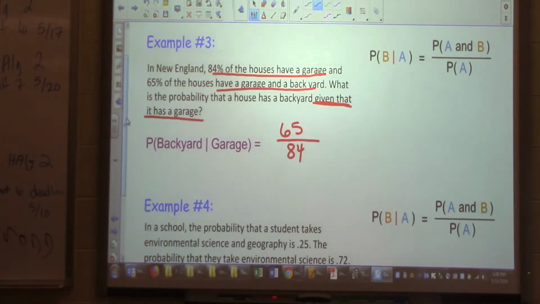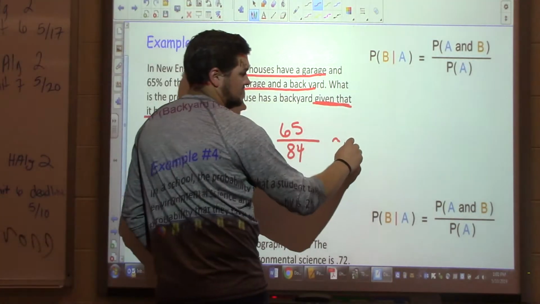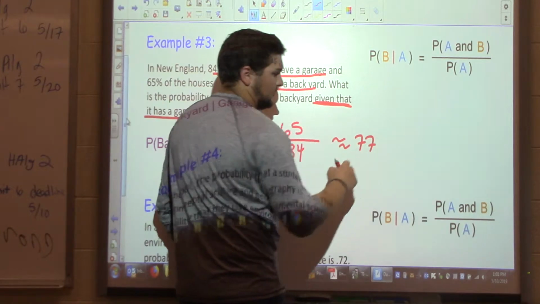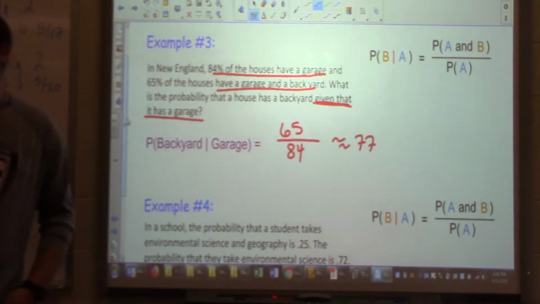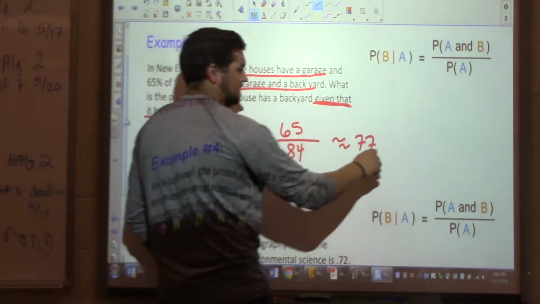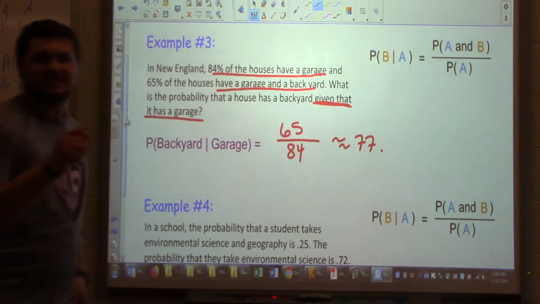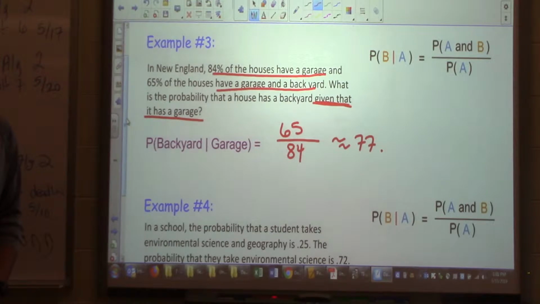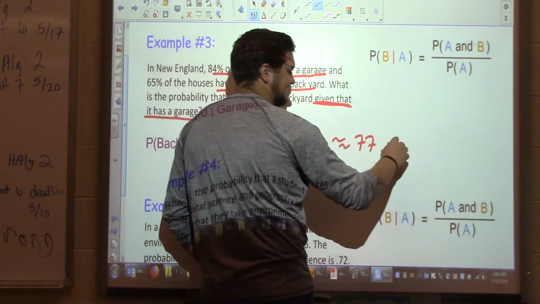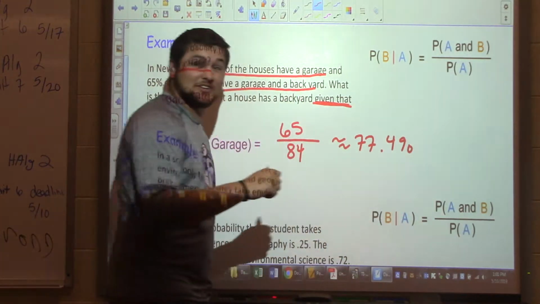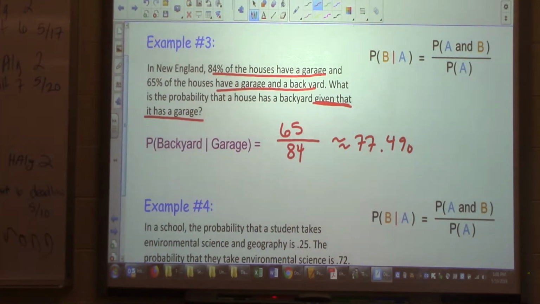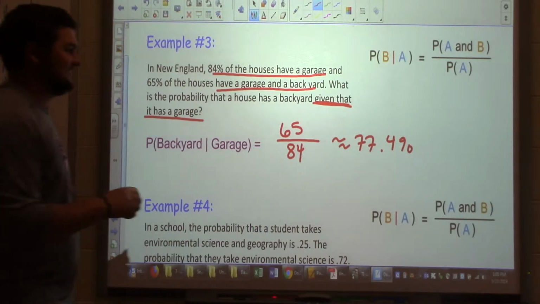What do you get? Approximately 77%. What if we went up to a decimal? Let's change things up a little bit. 77.4%. It would be 77.4, 77.38. We are really struggling with calculators today. That's a percent. That's a percent written.